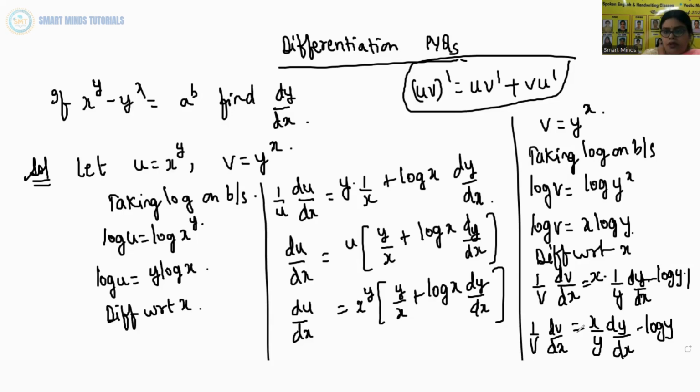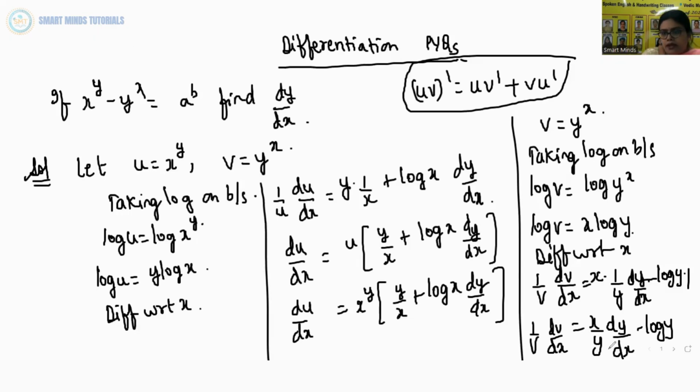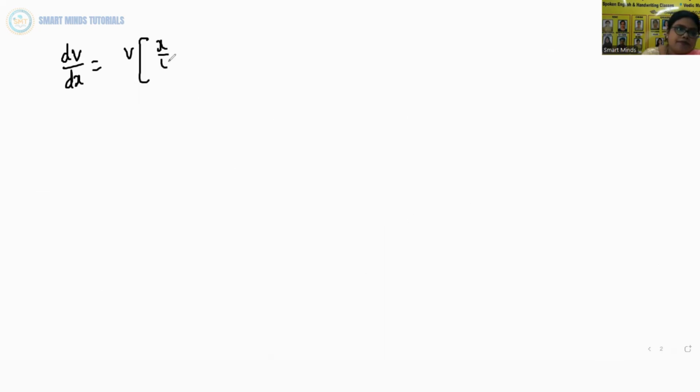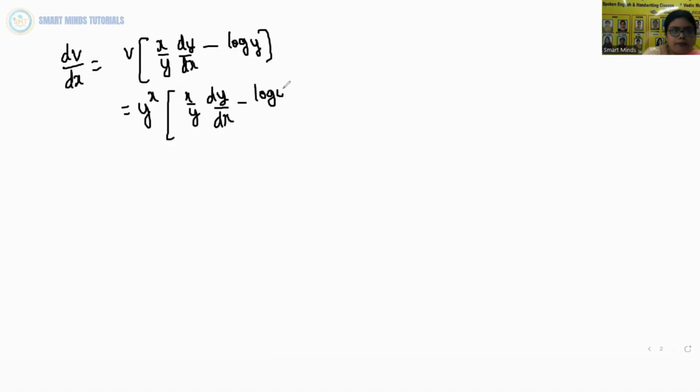So if you take 1 by v to the other side, what do you get? dv by dx equals v into x by y dy by dx minus log y. Now what is v we have taken? y power x. So that is y power x into x by y dy by dx minus log y. So this is the value of dv by dx.